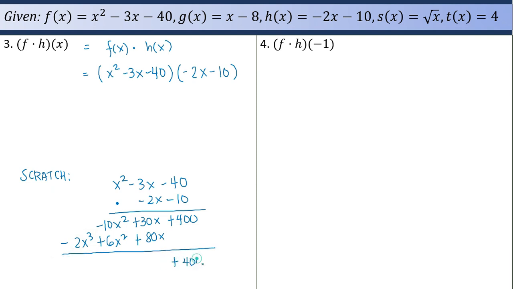So, we have 400. Positive 110x. Negative 4x squared. Bring down negative 2x cubed. Therefore, the product of f and h is equal to negative 2x cubed minus 4x squared plus 110x plus 400. Okay, so let us now box the final answer.